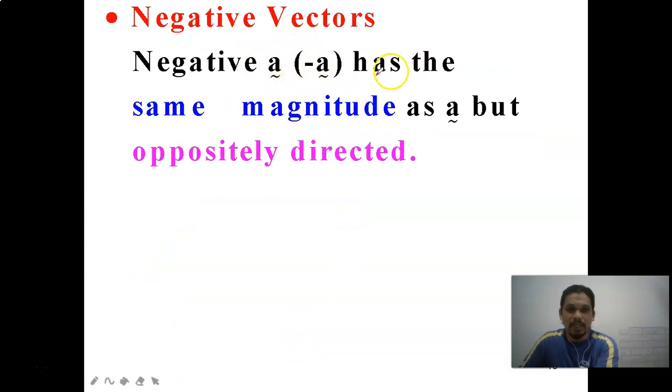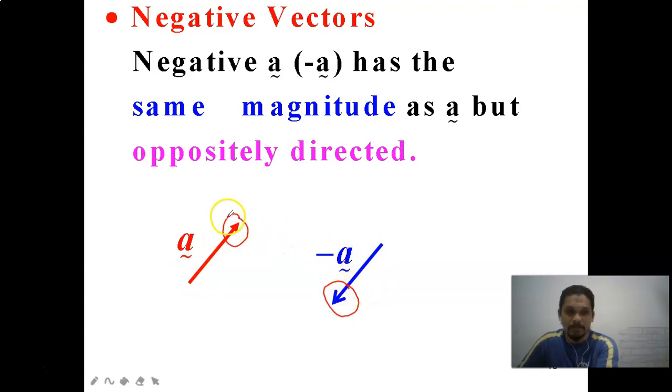The negative vector of A has the same magnitude as A, but it is oppositely directed. So you can see here now, A and negative A have the same magnitude, but the direction is opposite, oppositely directed.